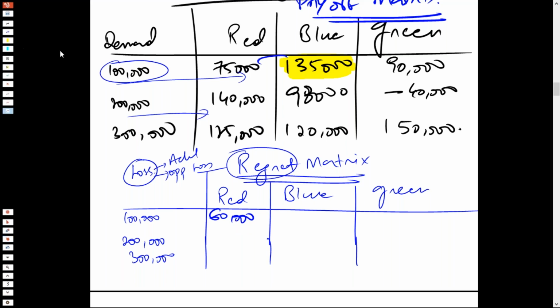Now, second scenario: I could have earned a maximum of 135. I earned 135, so the regret is zero.